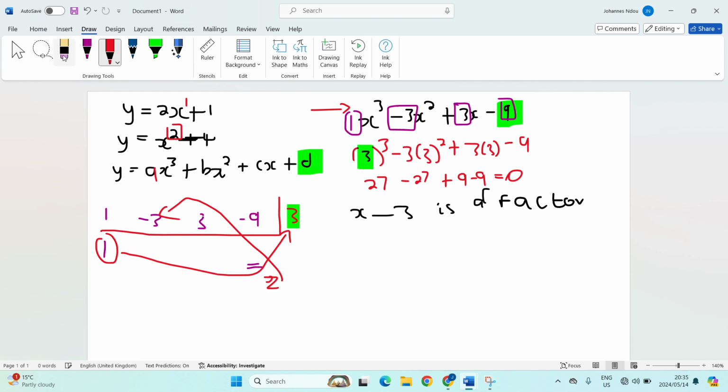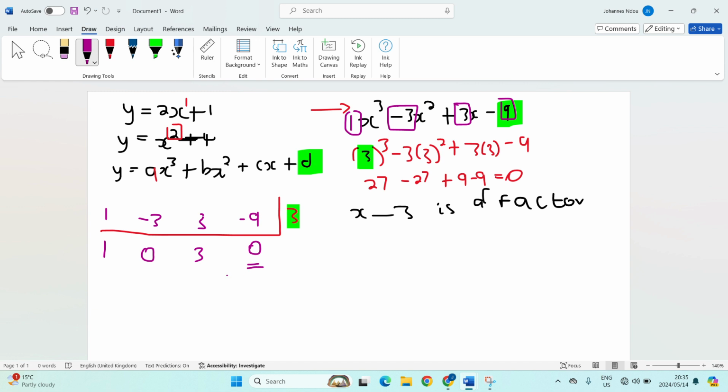Okay, so let's do that. Now I'm going to say 1 multiplied by 3, that gives me 3, right? And then 3 plus negative 3, what is that? That must be 0, right? So I'm going to put a 0 over here. Now I'm going to say 0 multiplied by 3, gives me 0, and then I add it to 3 and I get a 3. Now I take the 3, multiply it by the 3, I get a 9, I add it to negative 9 and I get a 0.